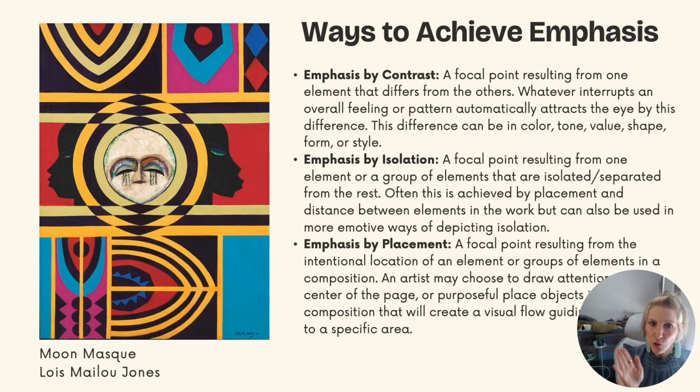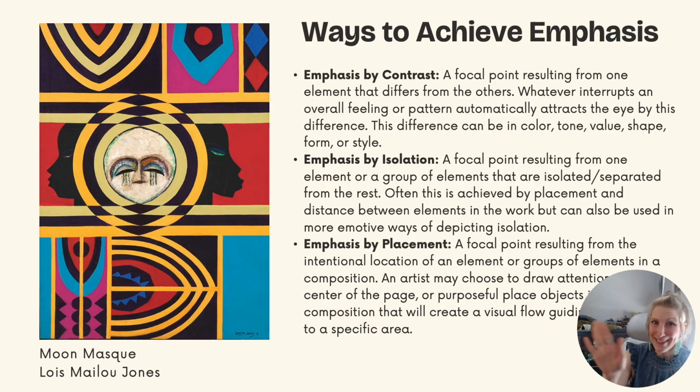So there are several different ways to achieve emphasis. We have emphasis by contrast, isolation, and placement here. Now, emphasis by contrast is a focal point resulting from one element that differs from the others. Whatever interrupts an overall feeling or pattern automatically attracts the eye by this difference. The difference can be in color, tone, value, shape, form, or style.